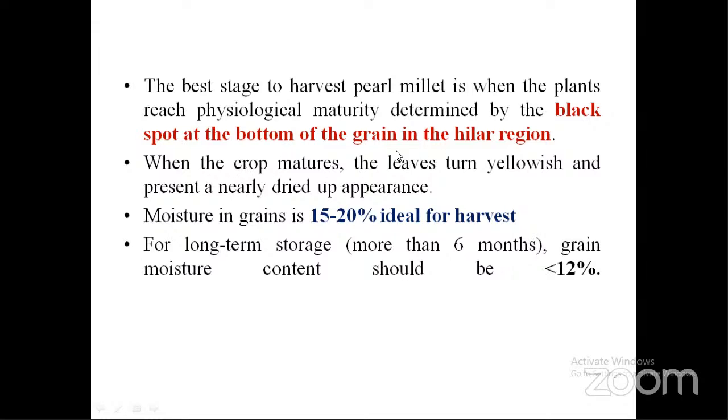When the crop matures, the leaves generally turn yellowish and give a dry appearance. A moisture content in grains of 20 to 25% is ideal for harvest. But if you want to store the grains for a long period, the moisture content should be less than 12%.